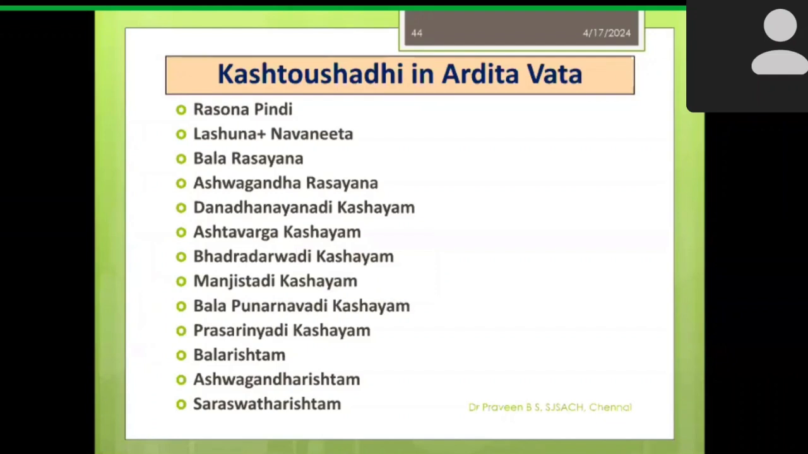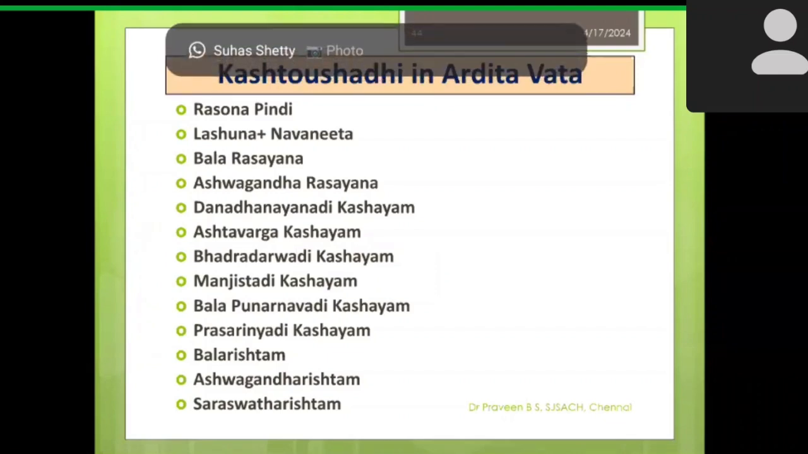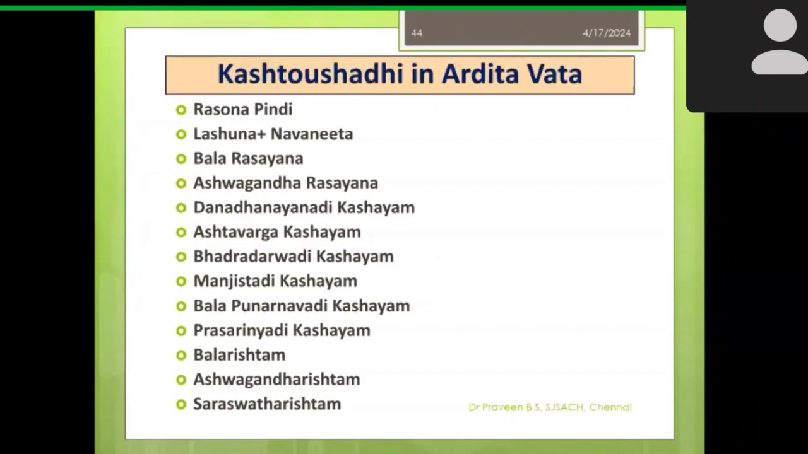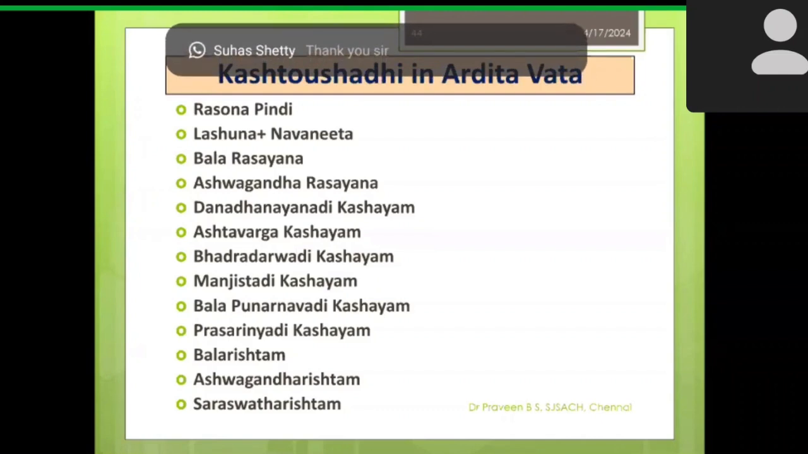And Rasona is also utilized in conditions where extreme Kapha dominant conditions are there. At the same time, where the Avarana condition is also there, in those conditions, definitely this is found to be very, very beneficial. And then the Lashuna along with Navanita also can be administered in case of Vata dominant condition, because it is a very important prescription.